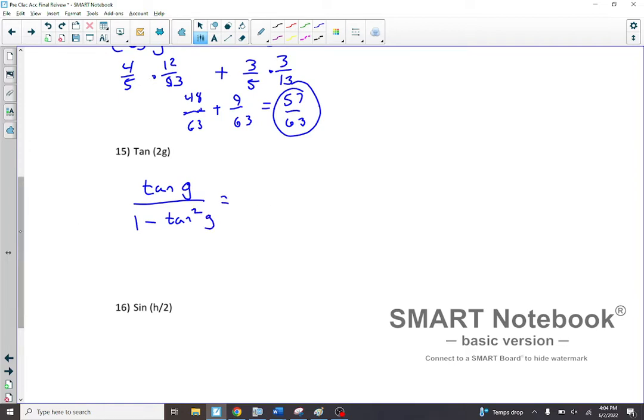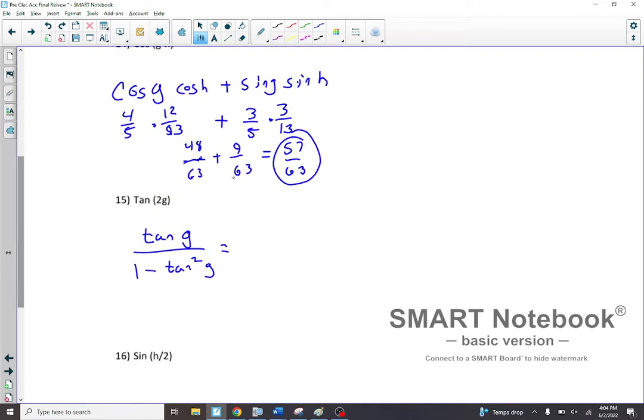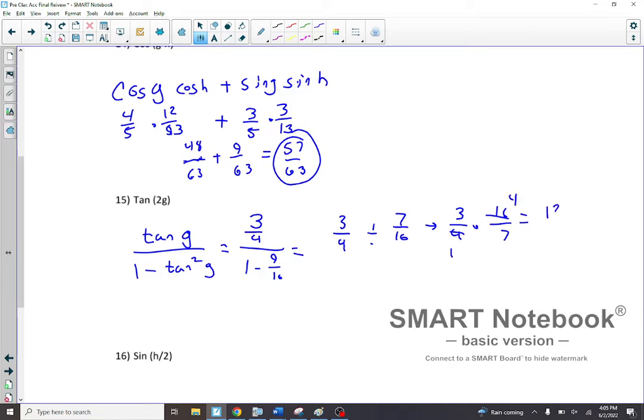Okay, tan g. So we could look at our triangle from the beginning. Tan is opposite over adjacent, so it's 3 over 4. So 3 over 4 over 1 minus 3 over 4 squared, which is 9 over 16. 3 over 4 divided by 7 over 16. We flip that: 3 over 4 times 16 over 7. Reduce the 4s, and that's it. So it's 12 over 7.